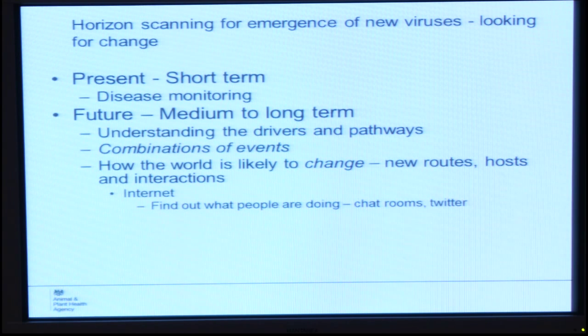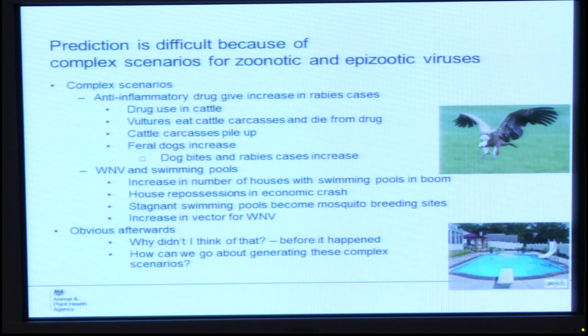So the sort of horizon scanning I'm going to talk about isn't the present or short-term disease monitoring where you say, look at what's happening in France. So we've got bluetongue virus serotype 8 in the middle of France, and try and speculate whether that's coming to the UK next year. I'm thinking much further ahead. I'm thinking in the future, in the medium to long term. So it's about understanding the drivers and the pathways, and in particular, it's about looking for combination of events and how the world is going to change in terms of giving these new routes, hosts, and interactions. And as I've said and hope to show, I think the internet is going to be a great source of information on what people are doing. For example, I can show you how you can look into their chat rooms and see what they're talking about.